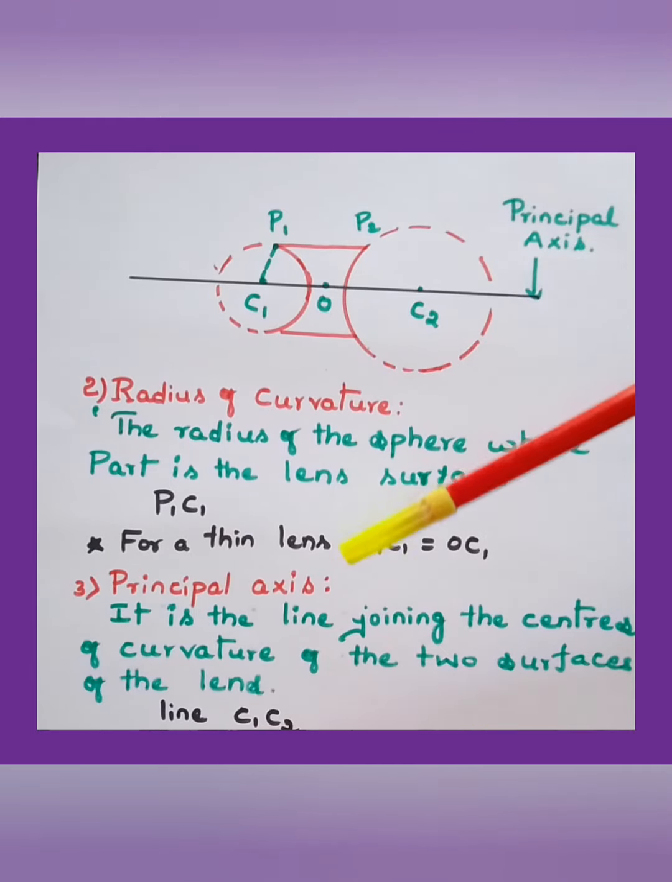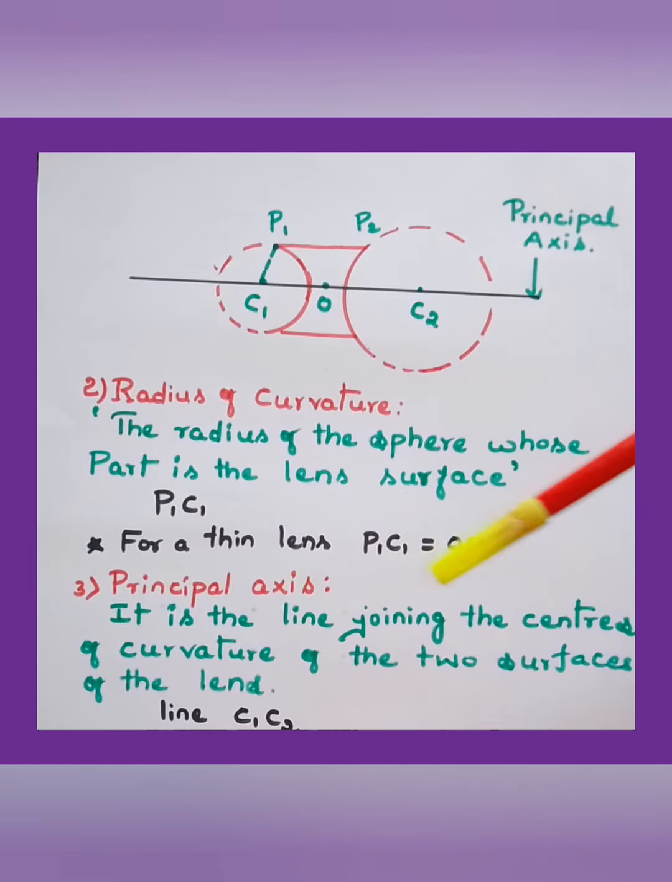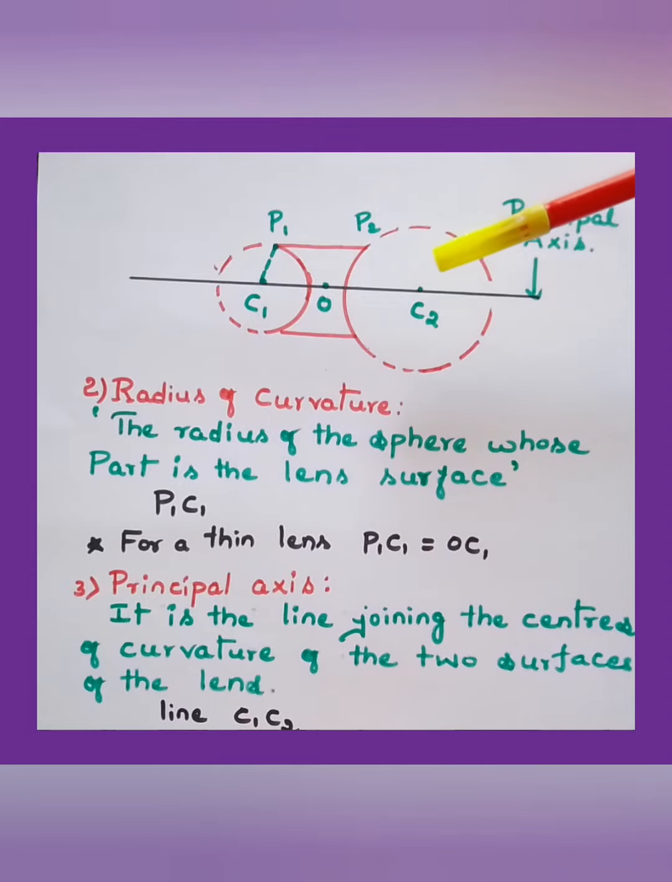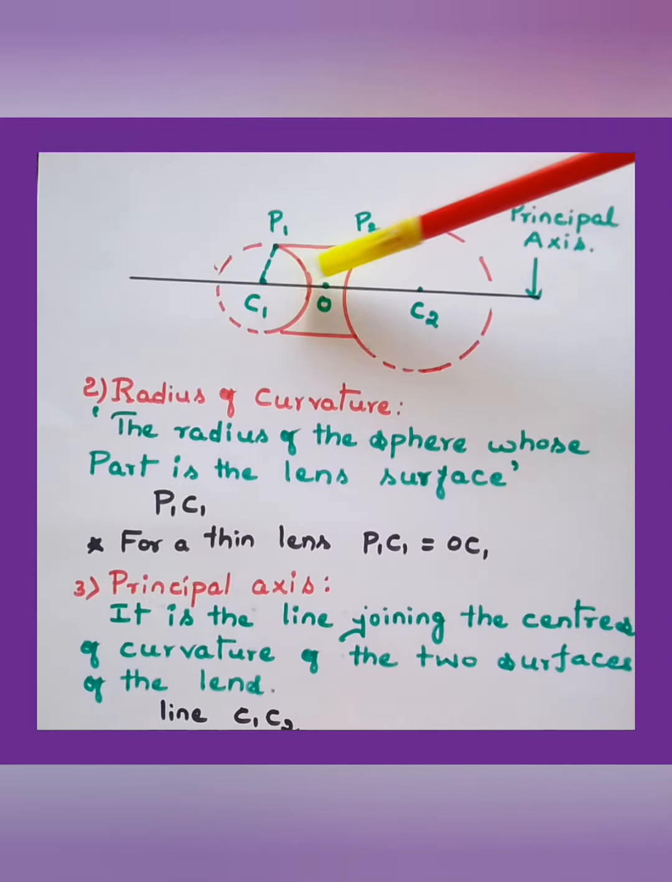Next, principal axis. It is the line joining the centers of curvature of the two surfaces of the lens. So here we know the centers of curvature of the two surfaces, C1 and C2. The line joining these two centers of curvature and extending the line on either side is the principal axis of the lens. In this diagram, the line is drawn joining the points C1 and C2. Hence, C1 C2 is the line for the principal axis.